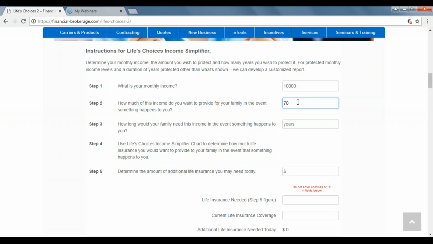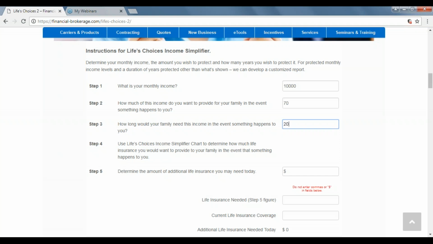How many years do we need to provide that? I'd look at the age of their children and ask when they think they're going to be out of the house, or look at the years between now and their planned retirement date. And those are the numbers you want to use. You might need two different numbers, right? You might need one income level for a certain period of time and another income level for another period of time. But you can just run it twice if that's the case.